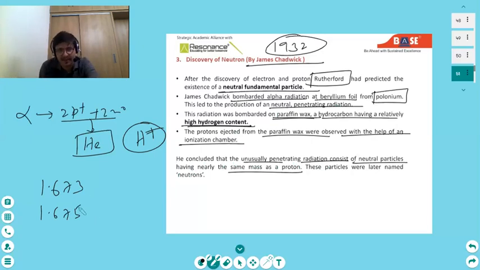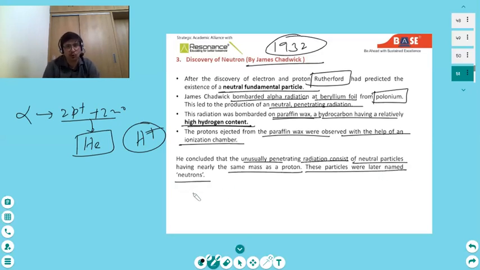This we will do later. So there is a slight mass difference. Neutron is slightly heavier than proton, and electron is the lightest in mass. It is negligible mass. These particles were later known as neutrons. So the concept or the idea, because any invention or discovery needs an idea. So the idea of neutron discovery was the difference in atomic number and atomic masses.